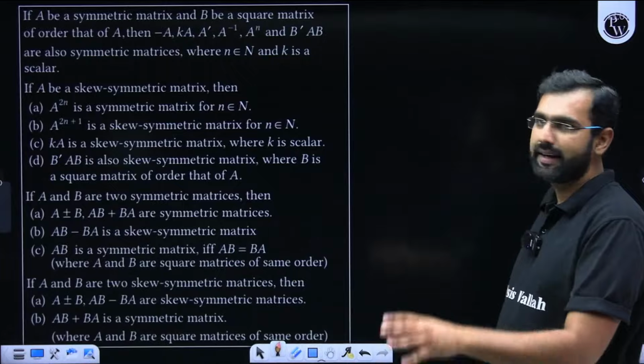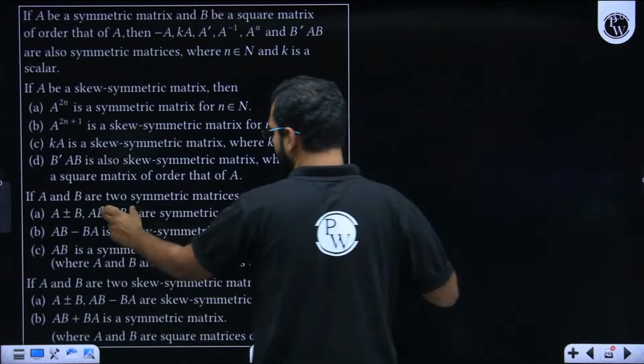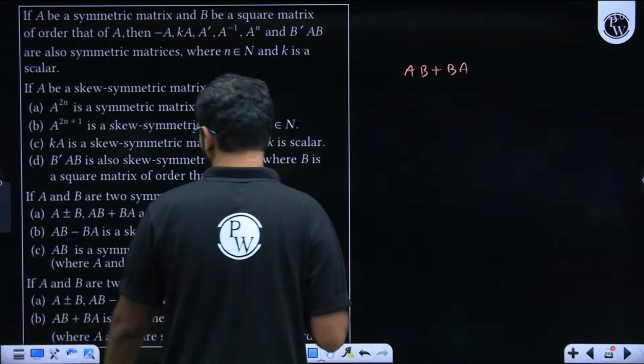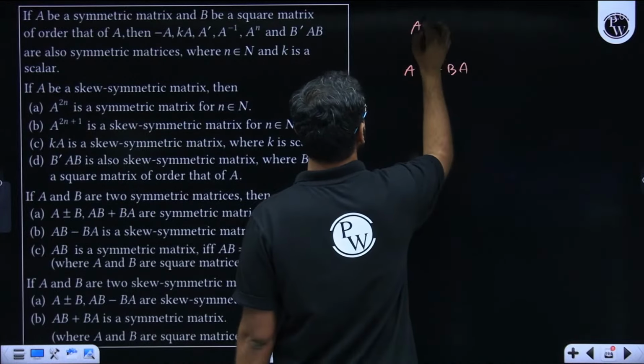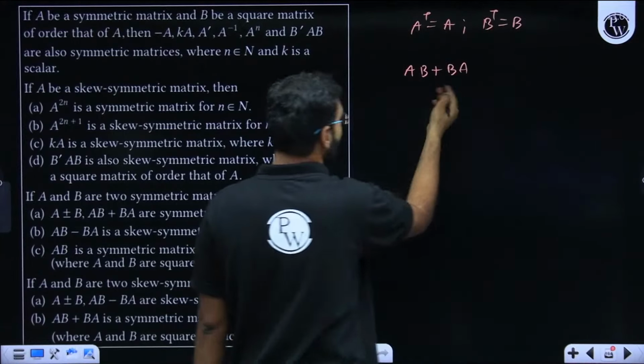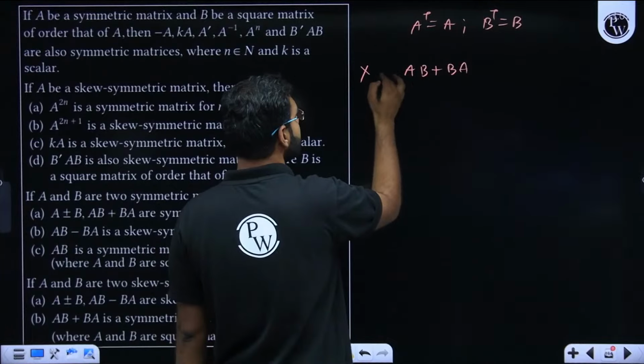This is a slide. Again, take a screenshot of it. I'll not be proving all of these. Let's say I take this one, AB plus BA, and I want to check what it will be. So first of all, what am I given? Let's say A and B are two symmetric matrices, which means A transpose is A, B transpose is B. Now, if I want to talk about AB plus BA, what would it be? All I need to say is that let's say it is X.